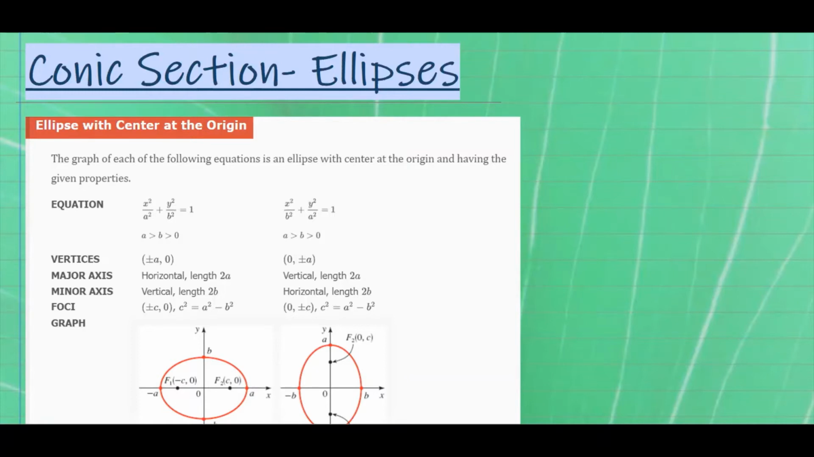So let's take a look at what ellipses are, how we graph them, and what the equation of an ellipse is. And then we'll talk about the little details that an ellipse has. So let's take a look at what we have here.